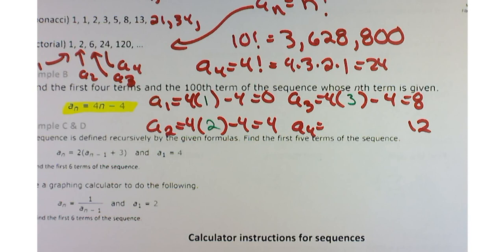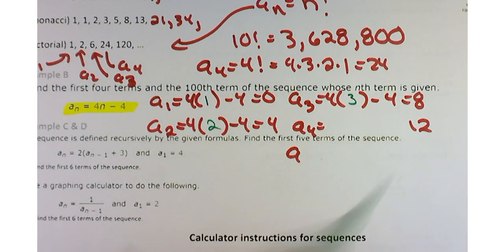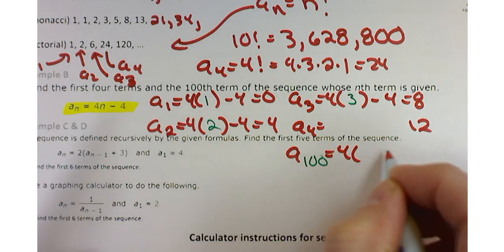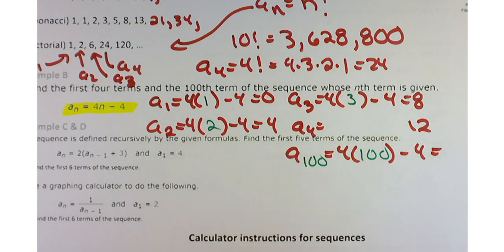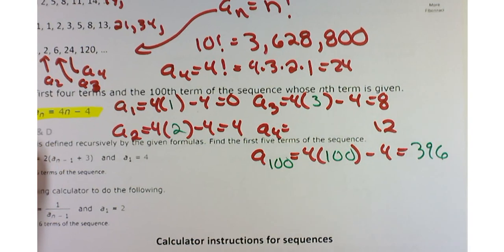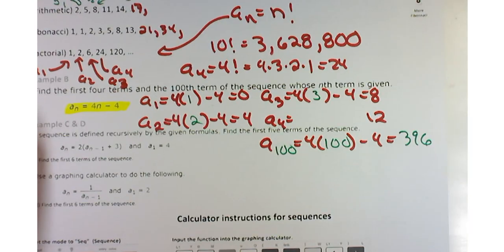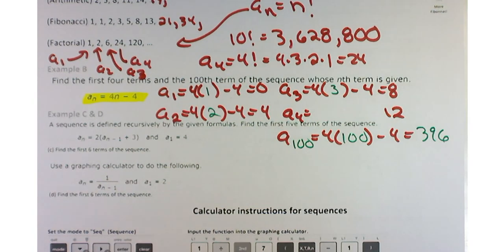Okay, but how about a sub 100? So a sub 100. Any takers on that one? 396. Thank you. 396. Oh, wow, hater. All right. So the first 4 terms and the 100th term. Okay, looking pretty good.